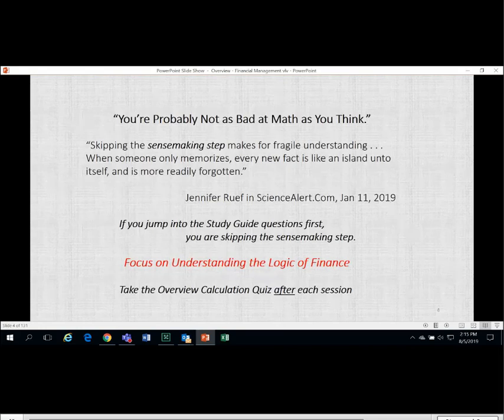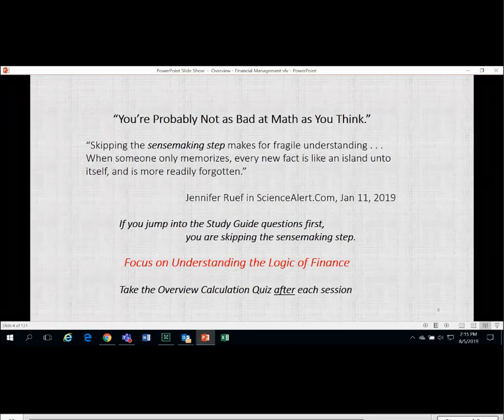You are probably not as bad at math as you think. This was written by a math professor who is highly critical of the way math is generally taught, that is, just memorization. And a very good quote from her article is, "Skipping the sense-making step makes for fragile understanding. When somebody only memorizes, every new fact is like an island unto itself and is more readily forgotten."